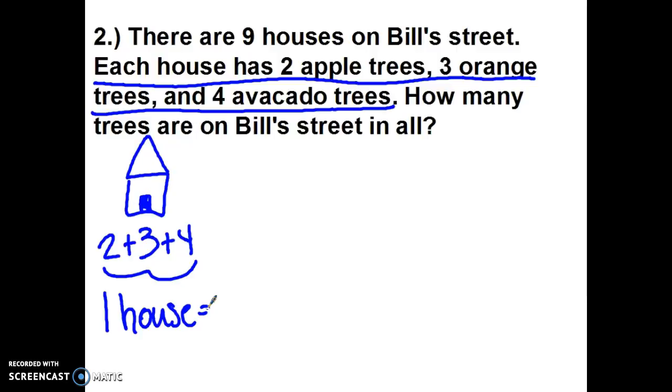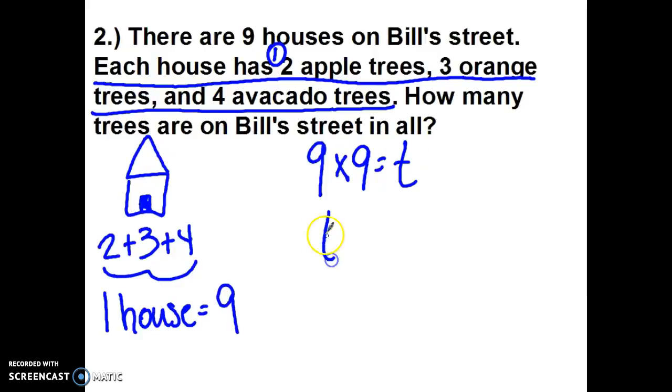That's right. Each house has 9 trees. So that's the first thing I need to do to solve, is right here. I need to add those up. So now when I know that one house has 9 trees, I know that 9 trees times 9 houses is going to be a certain number of trees. So T will equal 81 trees.